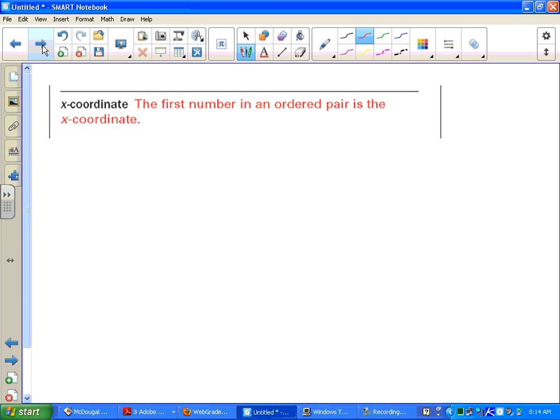Your x coordinate, again, is the first one in the ordered pair. So as you're looking at an ordered pair, x comma y, for example, might be 2 comma 3. Your x value is always the first one. So 2 would be your x value. That tells you, since it's positive, that you go to the right, because positive numbers are to the right, 2 times.